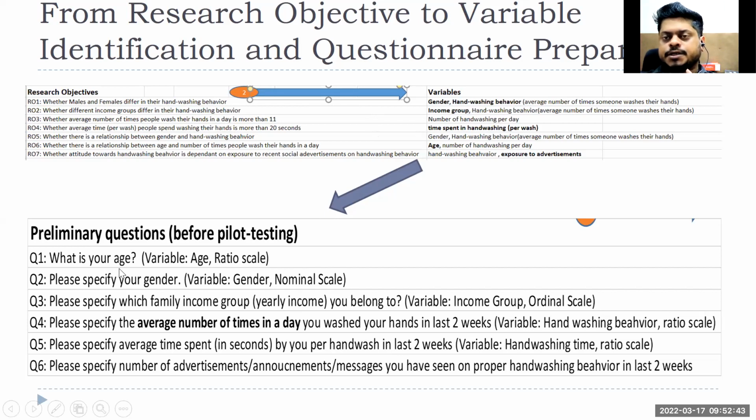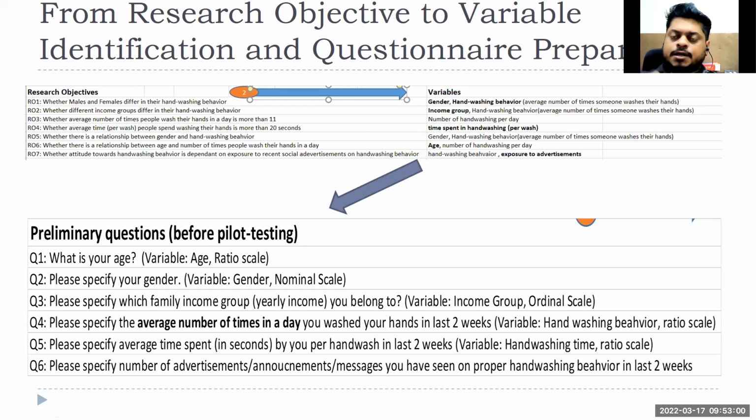What is your age, right? I can ask in 2 different ways. Which age group you belong to? Less than 20, 20 to 40, above 40? That can be one question. Or I can directly ask, please mention your age in completed number of years. So in that case it will be a ratio scale.